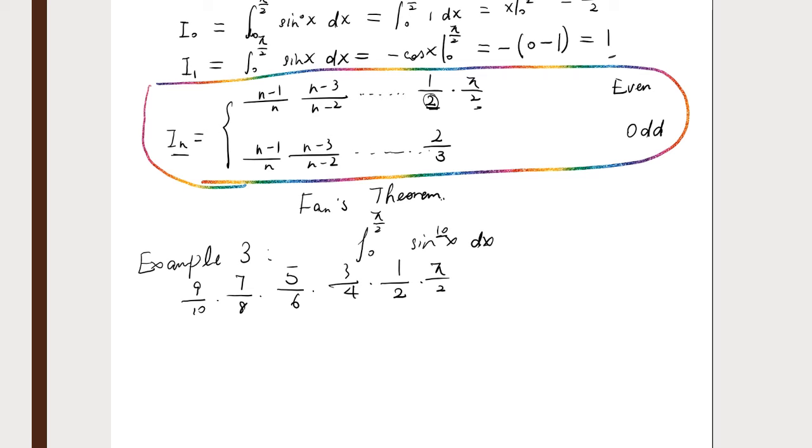Okay, and if we have another, for example, we have this. So we're going to have 8 over 9, times 6 over 7, 4 over 5, 2 over 3, and that's the end, 2 over 3, that's the end.